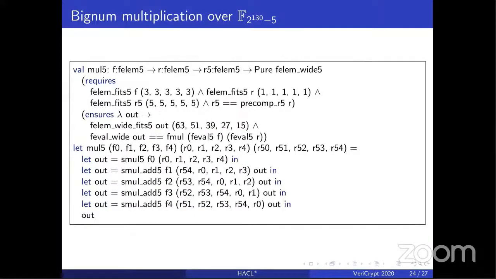And for multiplication, as we already decided not to infer generic boundaries, we say that we know these inputs for f, r, and r5. r5 is just a precomputed value for vector r, since we multiply by this element and we can efficiently precompute this value. And the result of multiplication is a felem wide since we multiply UInt32 by UInt32 and we'll get UInt64.